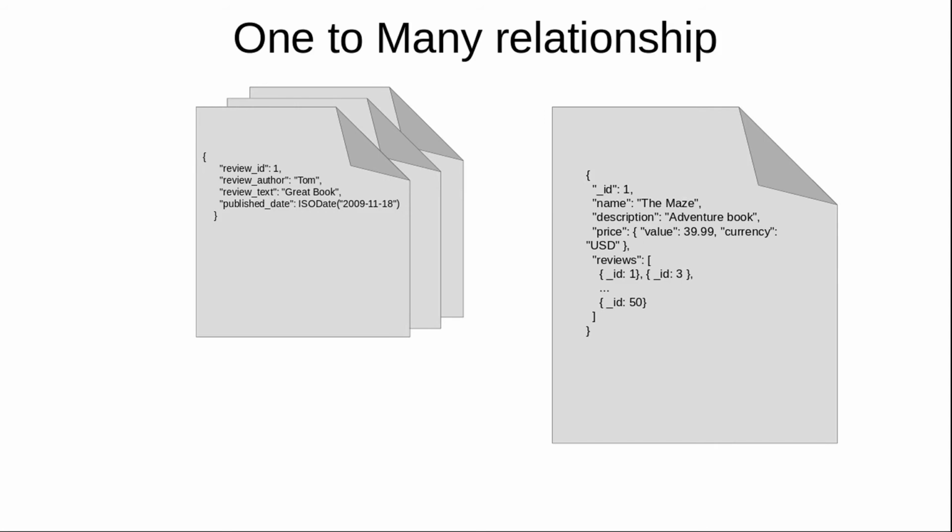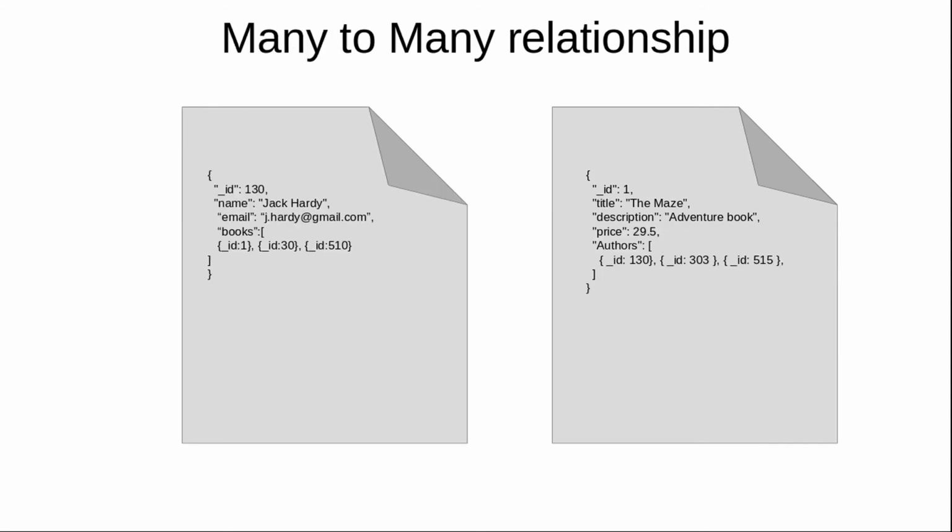The last type of document relationship is called many-to-many, in which multiple records in a collection are associated with multiple records in a different collection. For example, the authors and the books. A book can be created by multiple authors, and multiple authors can create multiple books. Okay, so let's fire up our Jupyter notebook and start creating relationships.